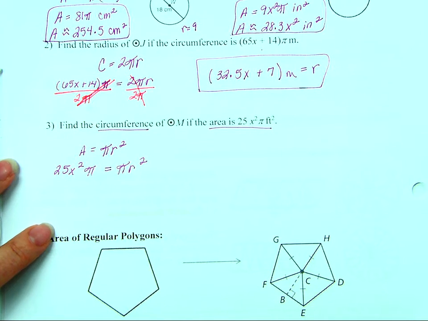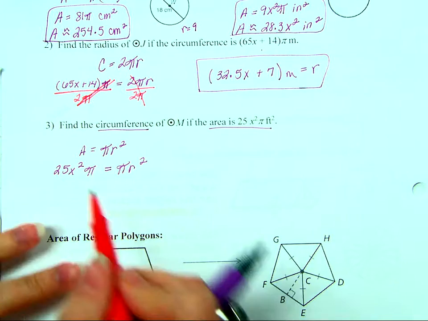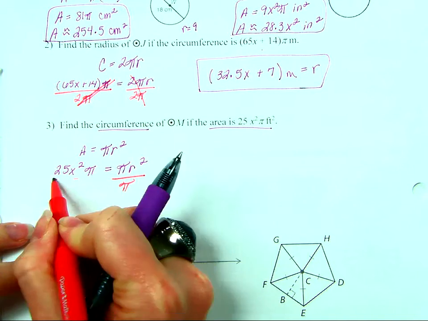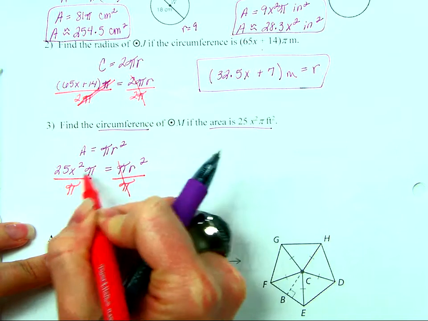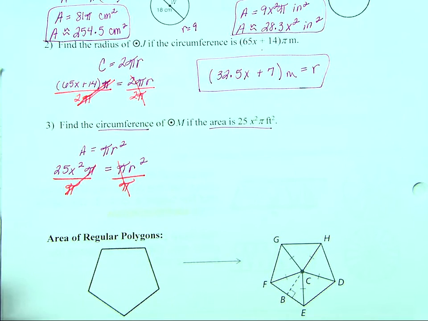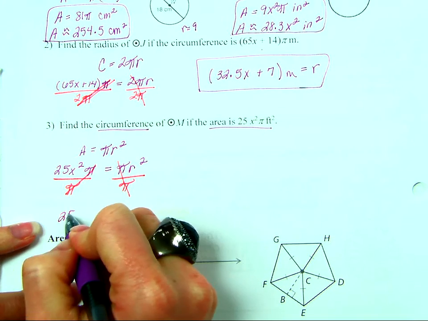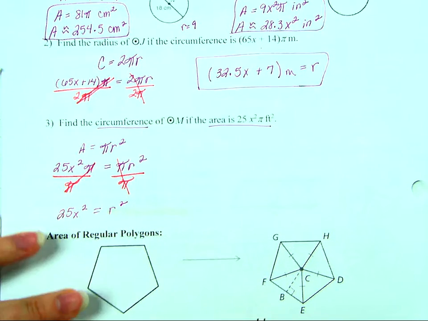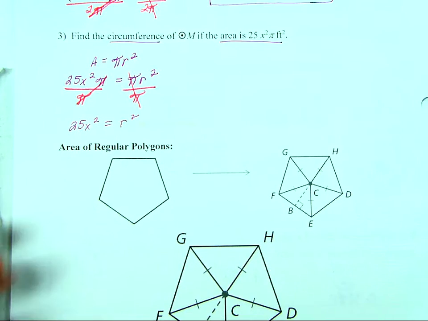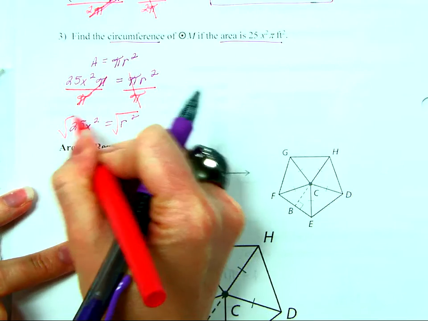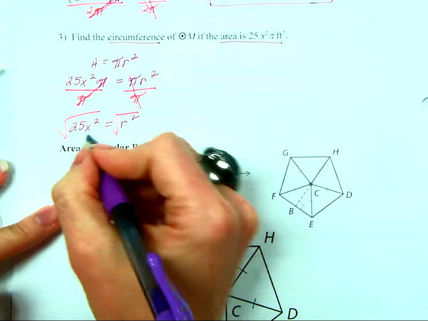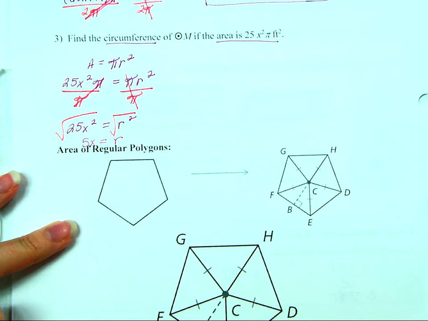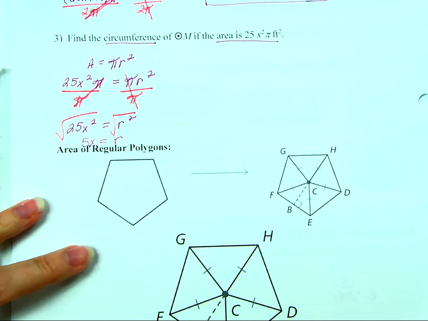Well, again, if I'm wanting to figure out my radius, because this is given in terms of pi, it's actually pretty nice. We could start by dividing. What I'm left with is that 25x squared is equal to r squared. Well, we know that if we want to solve for r, we need to go ahead and take the square root of both sides. In other words, 5x is equal to r. So my radius is 5x.